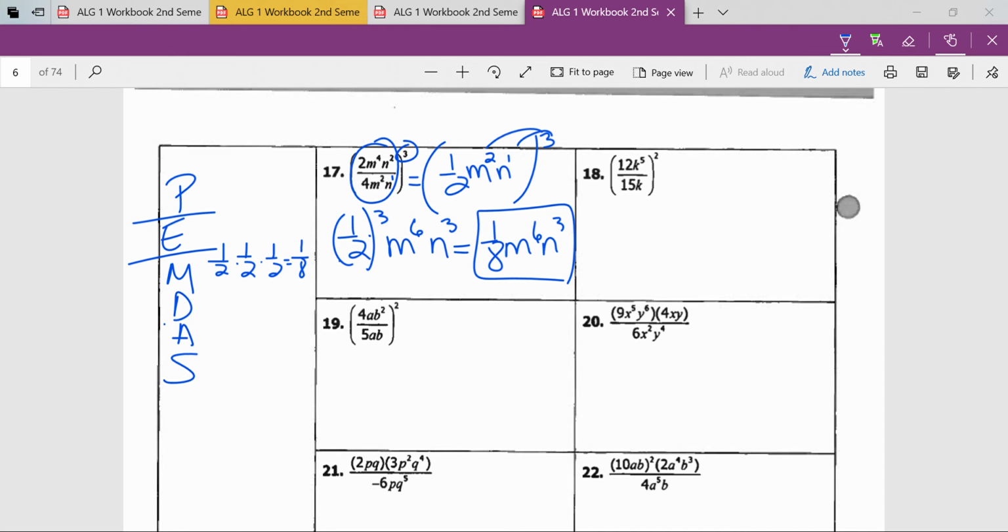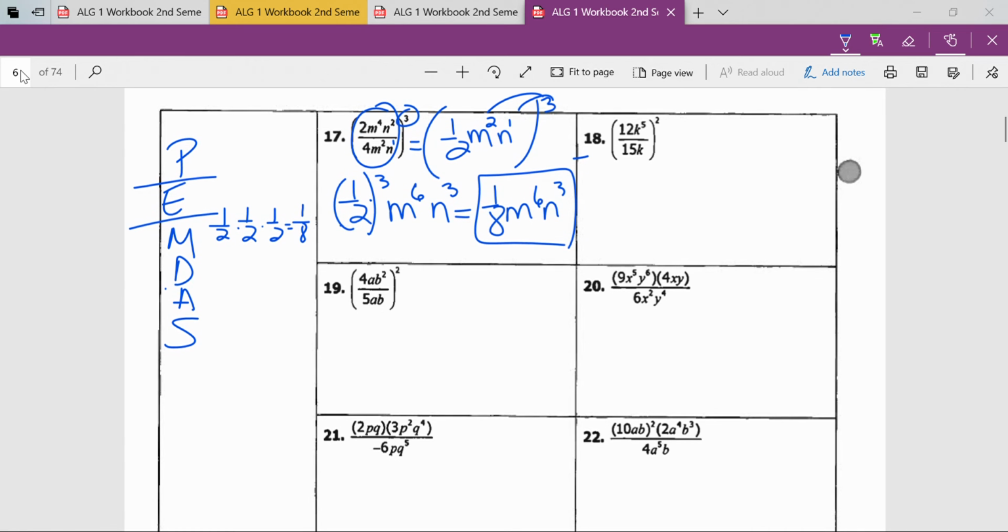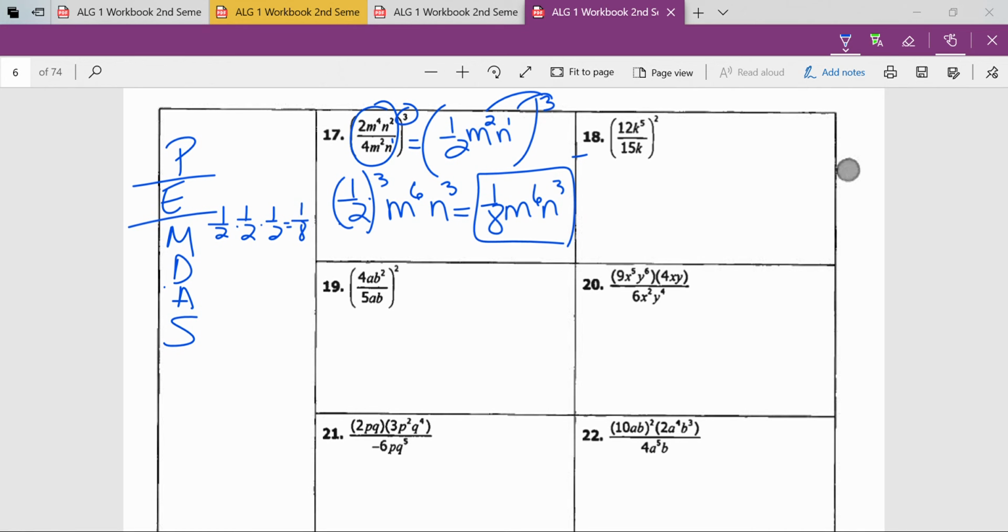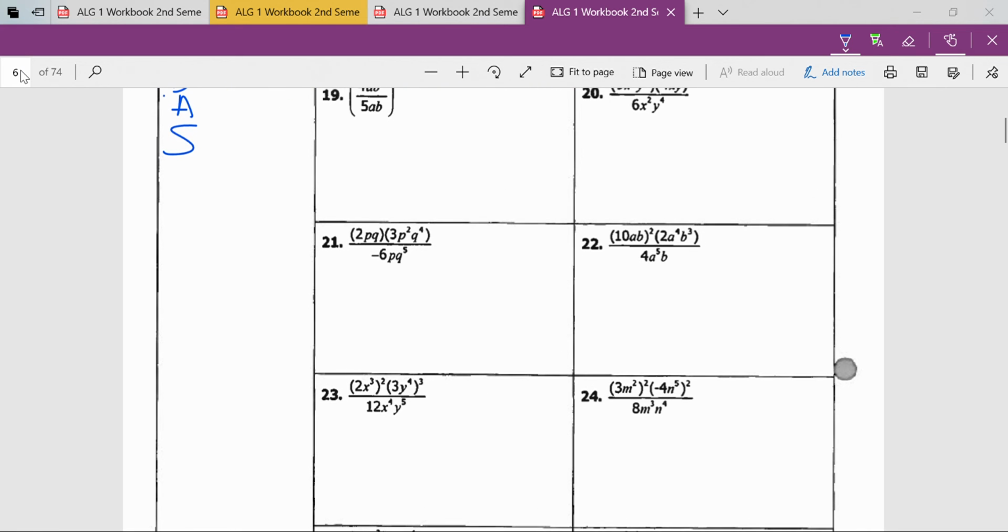So 17 is going to be like 18, or 18 like 17. Can I go to the next one? Okay, I will wait. Can I go to 18? Yes. So just follow the exact same steps for 18 that we did on 17. So what about 20? Okay, so for 20 and 22, I'm going to do number 21, because it's very similar to these two.